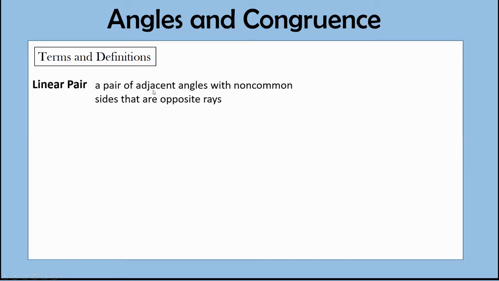Well, a linear pair is a pair of adjacent angles with non-common sides that are opposite rays. So essentially, they are supplementary, meaning together they equal 180 degrees. This is what you're looking for. If you look at angle 1 and angle 2 in the drawing, they share a common side that makes them adjacent. And their non-common sides, which would be this ray and this ray, make a straight line.